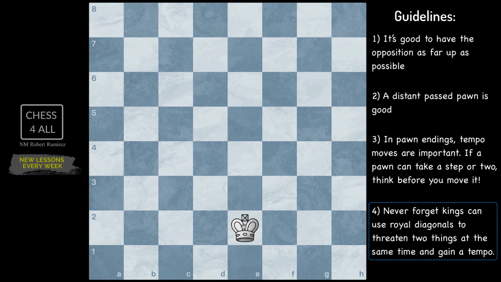So like always, let me know in the comments if you have any questions or you think about this lesson. I'm already putting here on the side some of the main guidelines that you have to keep in mind when you play these endgames. Of course, there are more, but these are some of the main ones, including what we just covered today.